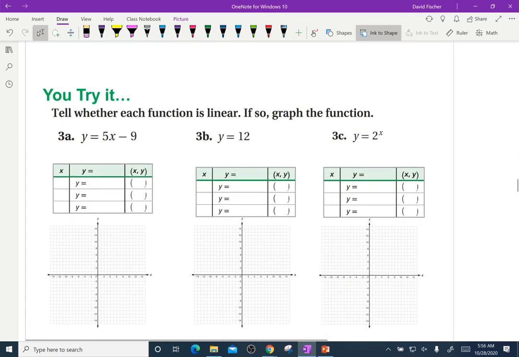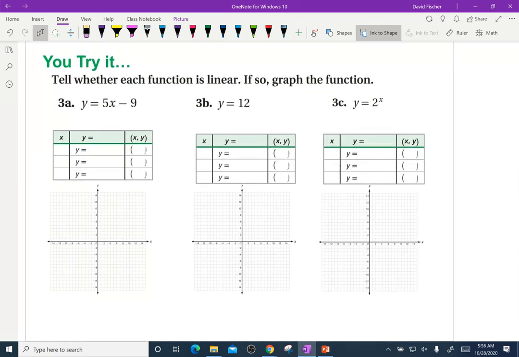All right, tell whether the function is linear. If so, graph the function. So again, could we put this one into standard form? Sure could. I could subtract 5x's from both sides. I'd have a minus 5x plus y. This one's kind of strange. Where's my x's at on this one?